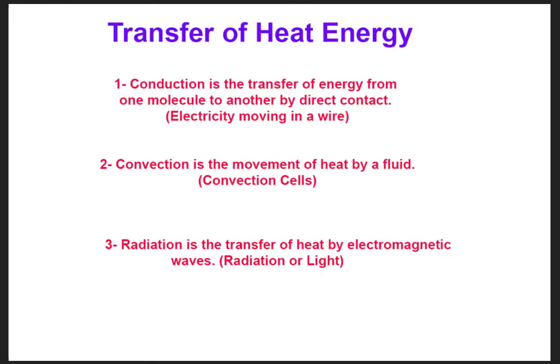There are three ways of transferring heat energy. One is conduction, which is basically like electricity, where energy is transferred from atom to atom, from electron to electron. Second is convection, which is the movement of heat by fluid. This could also be air, where hot air goes upward towards outer space. Third is radiation, which is basically light, and that's how energy is transferred from the sun all the way to the Earth.